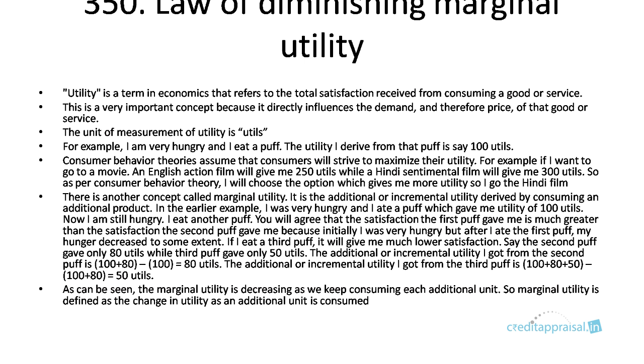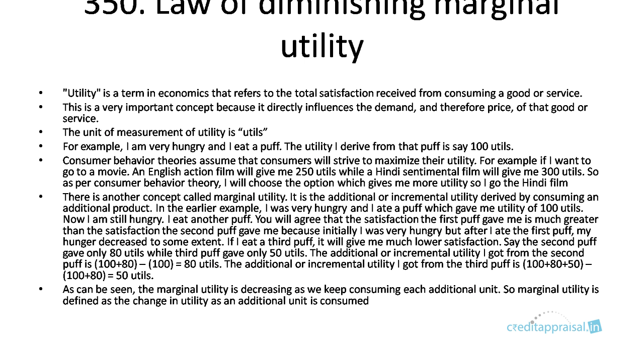Say for example, I am very hungry and I eat a puff, and say the utility I derive from that puff is 100 utils. Consumer behavior theory assumes that consumers will strive to maximize their utility. They always want to maximize their utility. For example, I want to go to a movie, so an English action film will give me 250 utils, while a Hindi sentimental film will give me 300 utils. So as per consumer behavior theory, I will choose the option that will give me more utility. So I go to the Hindi film.